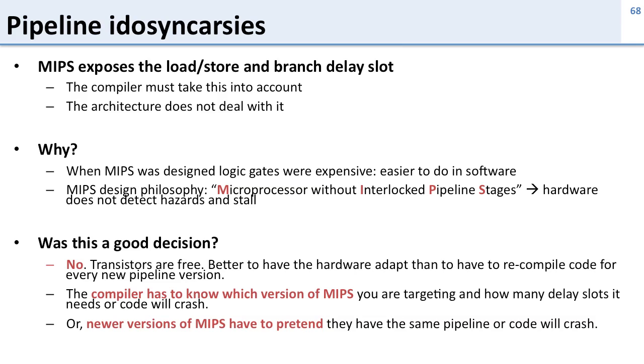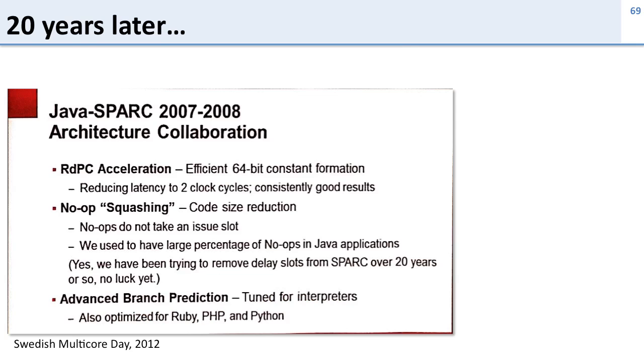So what happens instead? Well, instead, the newer versions of MIPS have to pretend they have the same pipeline. So even though there are newer versions of MIPS with 8 and 12-stage pipelines, they still have to pretend that they have a 5-stage pipeline and make sure they take into account the load and store and branch delay slots as if they had a 5-stage pipeline when they no longer do. So this now makes the processor harder because they tried to save a few instructions earlier on in the design. So this was clearly not a good decision.